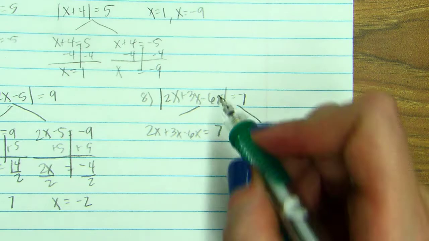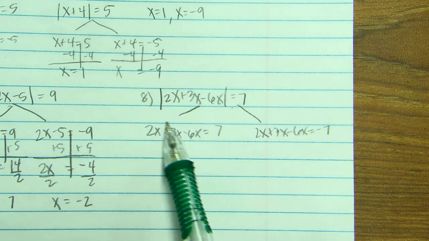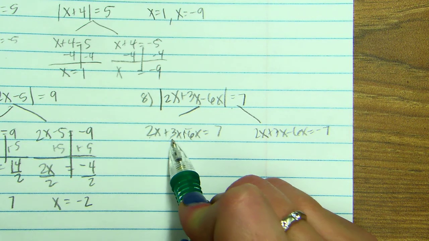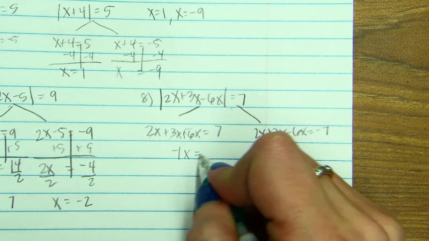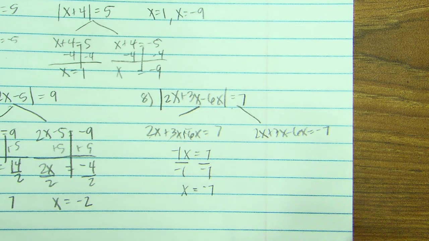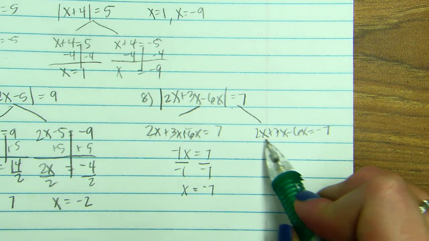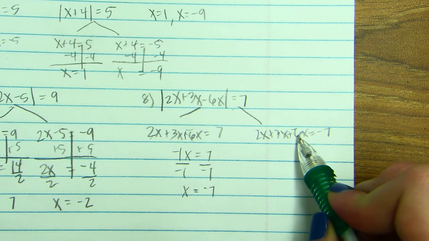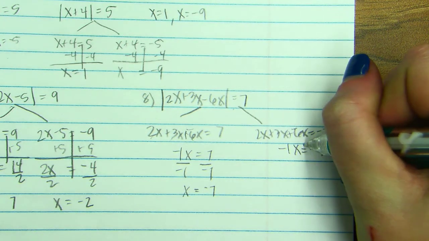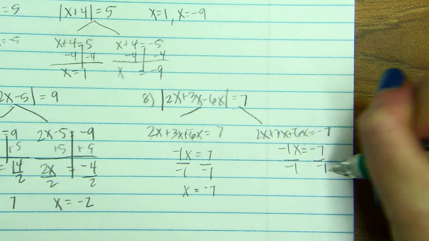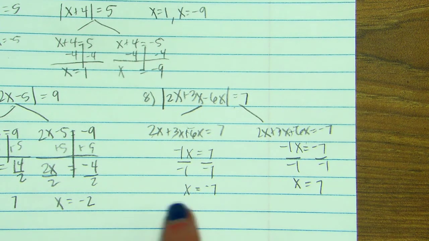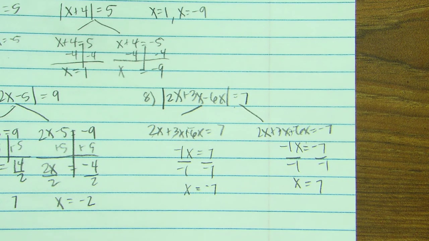Okay, then I solve these equations. I need to simplify and combine like terms over here. 2x plus 3x is 5x. 5x plus negative 6x is negative 1x. Divide by negative 1. So x equals negative 7. If I solve this equation, 2x plus 3x equals 5x. 5x plus negative 6x is negative 1x. Divide by negative 1 to get x by itself, so x equals positive 7. So in this equation, x either equals negative 7 or x equals positive 7.